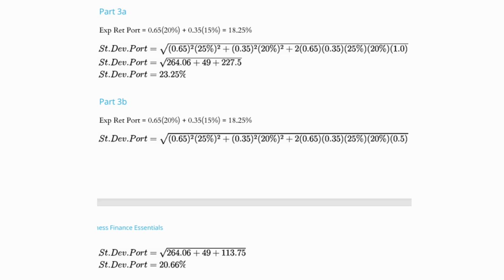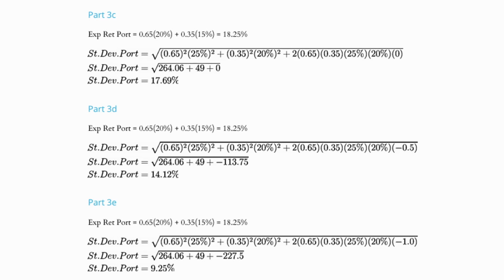For the first one, the expected return is 18.25% with a standard deviation of 23.25%. And note in this case, that's just the weighted average of the standard deviations of the two. For part 3, you get 18.25% and 20.66% for the expected return and standard deviation, respectively. Note that the expected return is not a function of the correlation, while the standard deviation declines as the correlation drops. This is the free lunch of diversification.